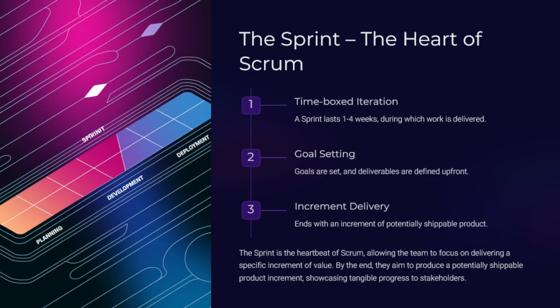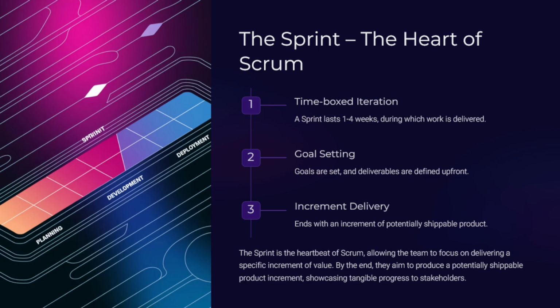To start with the sprint, which is the heart of Scrum. It's a time-boxed iteration that allows the team to focus on delivering a specific increment of value, or let's say part of the product. At the beginning of the sprint, the team defines its goals and deliverables. By the end of the sprint, they aim to produce a potentially shippable product increment, one of the Scrum artifacts, showcasing tangible progress to the stakeholders.